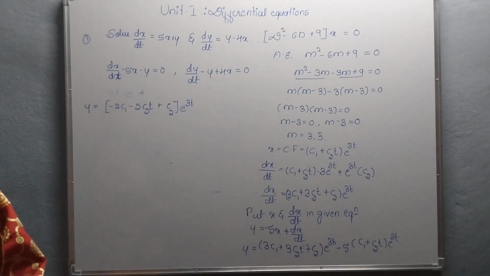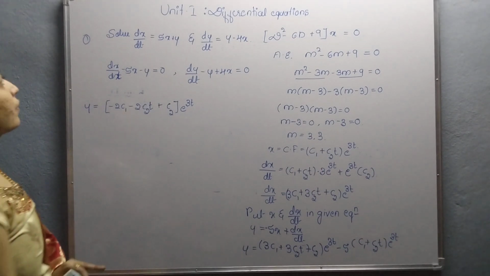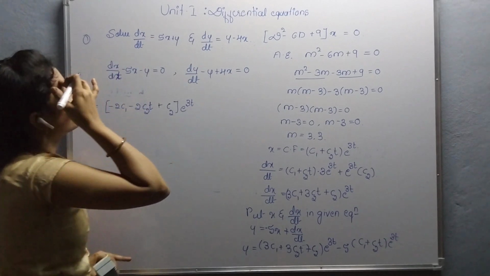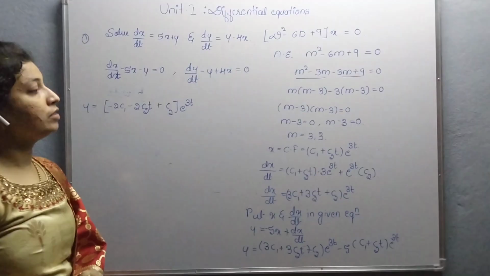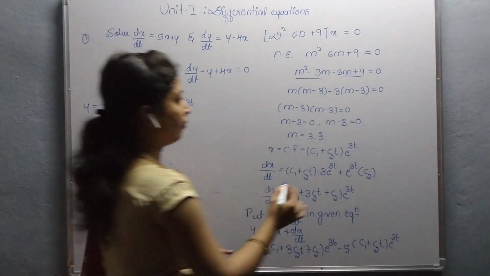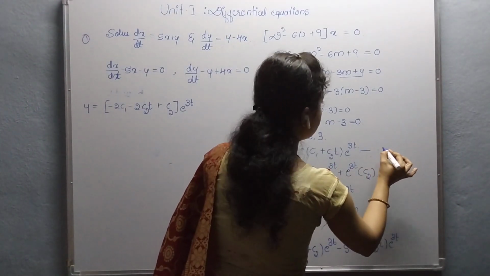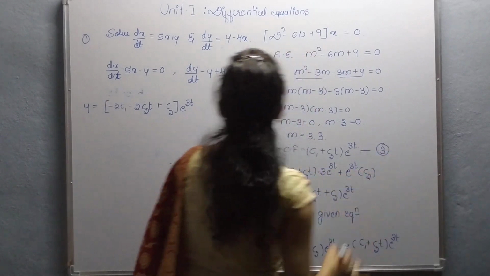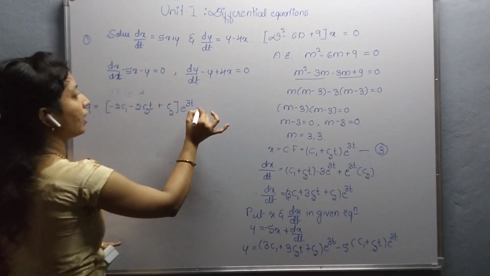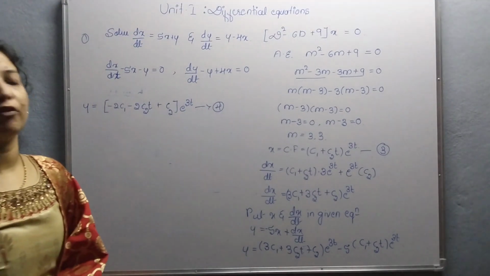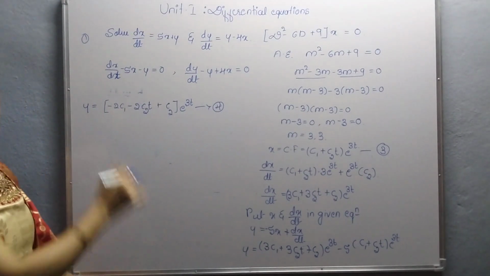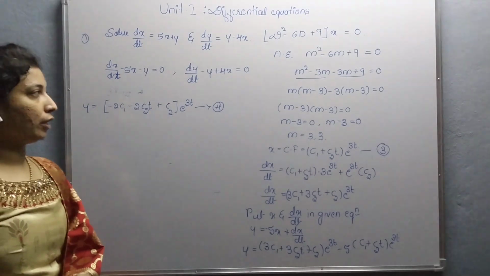This is the solution for the simultaneous differential equations, that is dx upon dt is equal to 5x plus y and dy by dt is equal to y minus 4x. So here we call this x as equation 3 and this y as equation 4. It means equation 3 and equation 4 give the solution for the above given two equations.